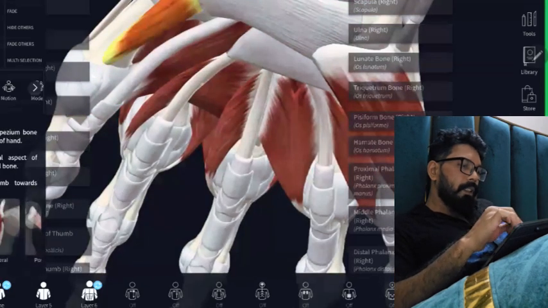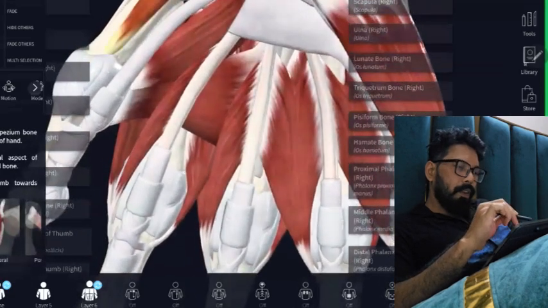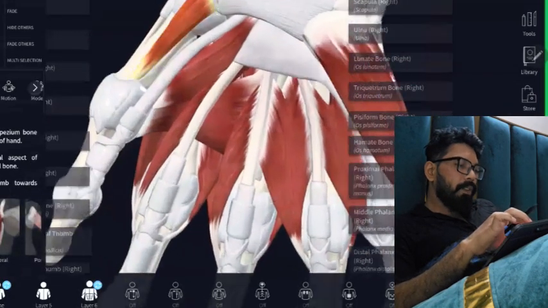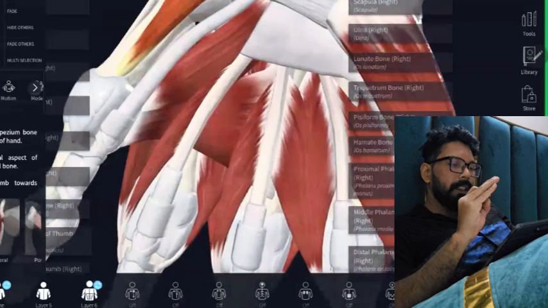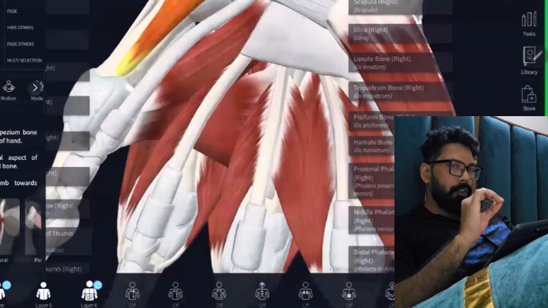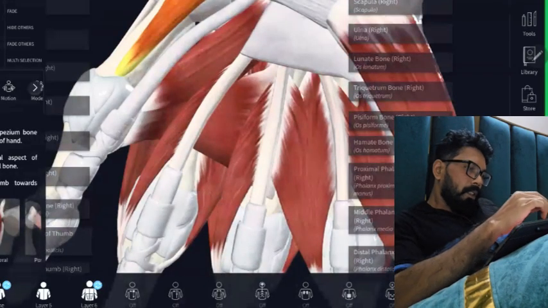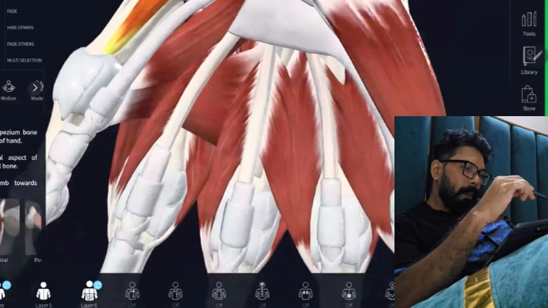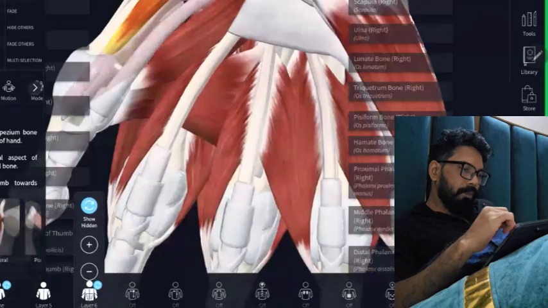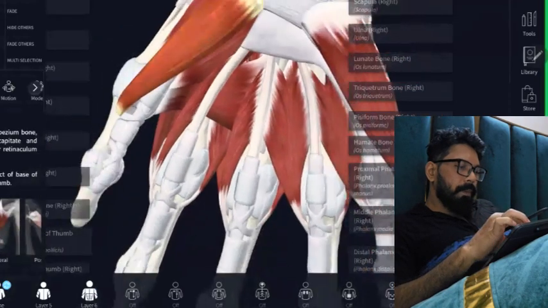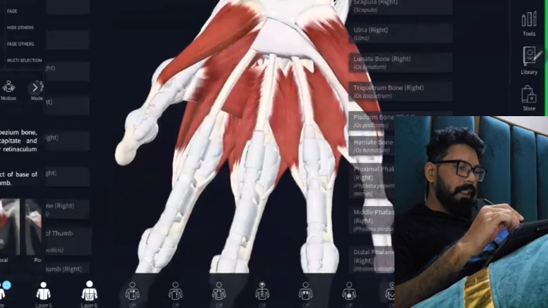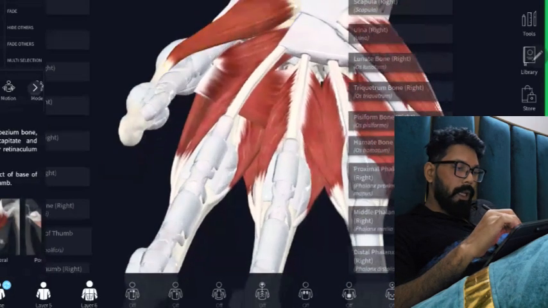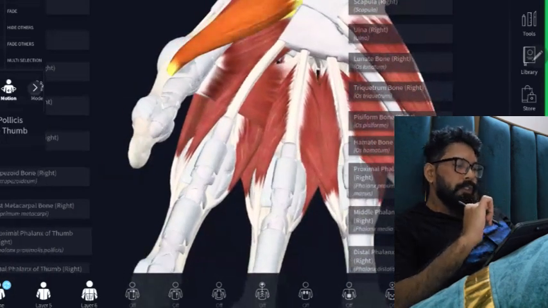Then we have opponens pollicis from your thenar area muscles. So in the thenar area we will have three muscles: abductor, flexor, opponens. Abductor I will show you later. Now let me undo what I did. So this is our flexor pollicis brevis. Now this is important. Why is this important? Let me show you why. We have to see the motion for it.